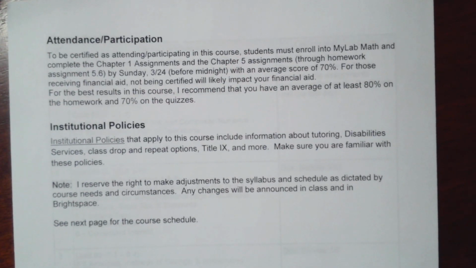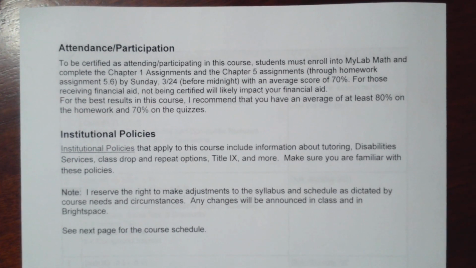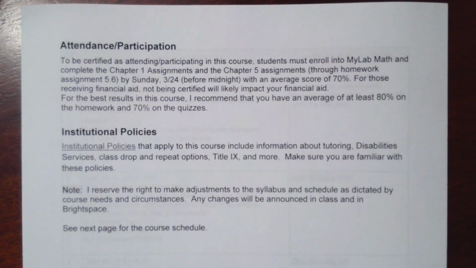Attendance and participation. So obviously you're not coming to class. To be certified as participating in this course, students must enroll into MyLab Math and complete the Chapter 1 assignments and the Chapter 5 assignments through homework 5.6 by Sunday 3/24. So basically, the first week's assignments must be completed by that Sunday with an average score of 70%.